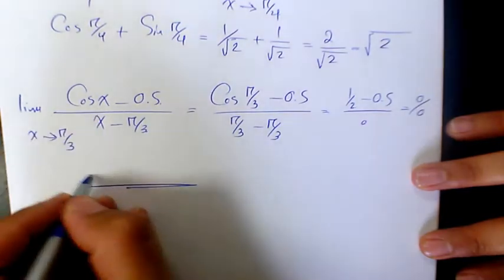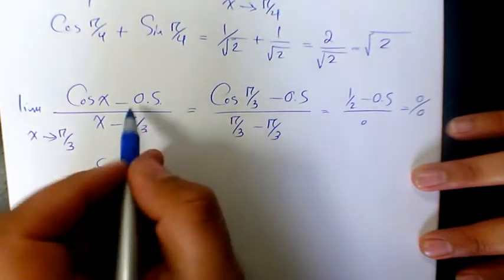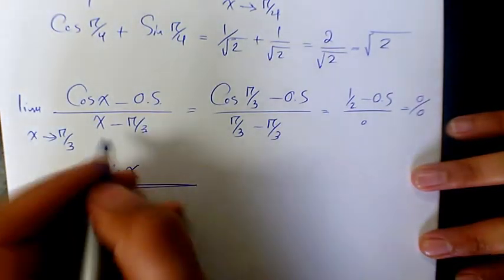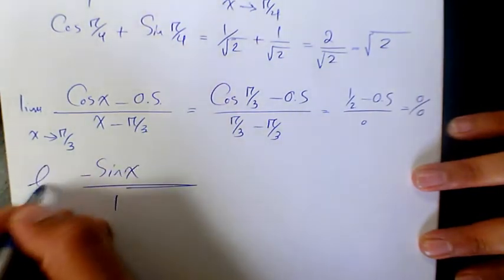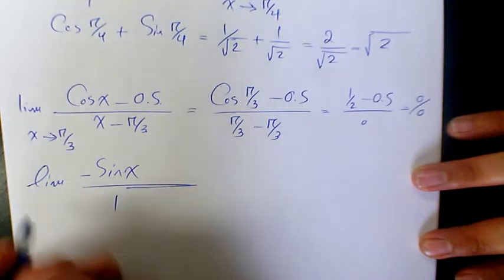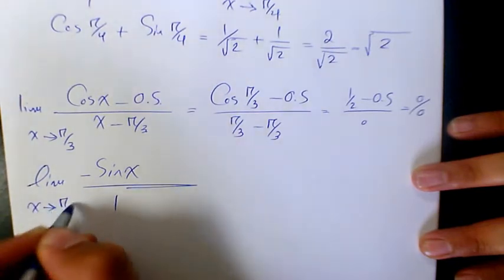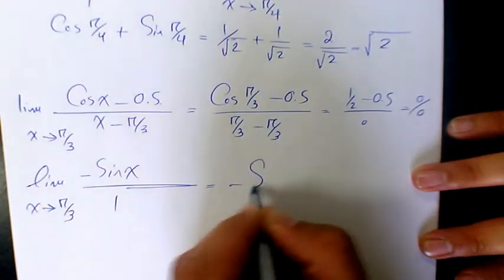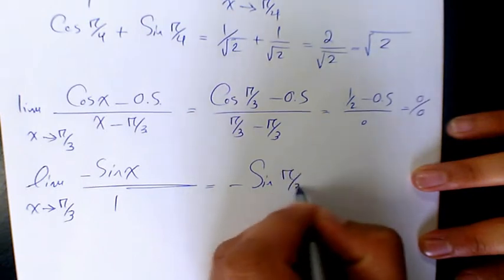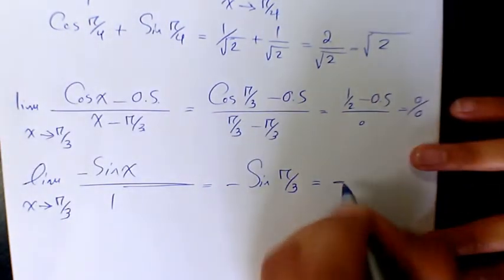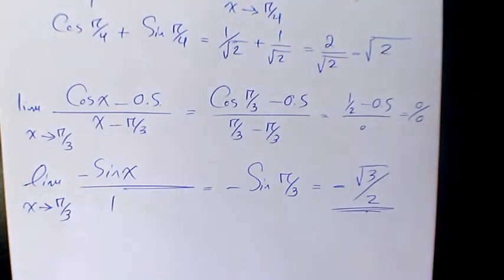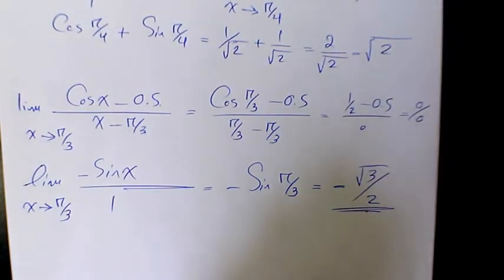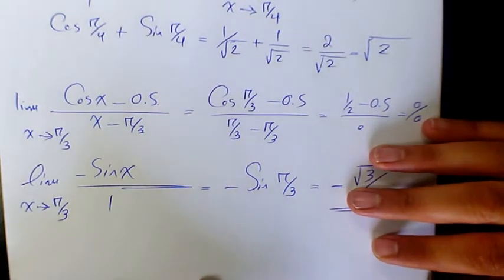Derivative of cosine is negative sine. Derivative of negative 0.5 is 0. Derivative of x is 1. Derivative of negative pi over 3 is 0. So that's limit of negative sine x when x approaching pi over 3. It's going to be negative sine pi over 3, which is going to be negative root 3 over 2. So that's going to be the final answer. Let's see another example.